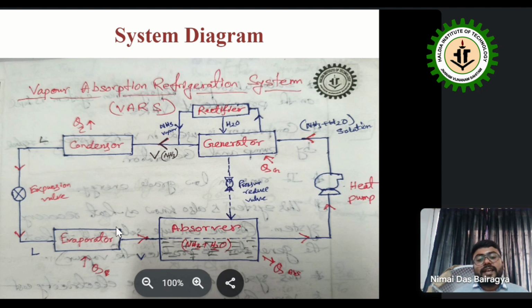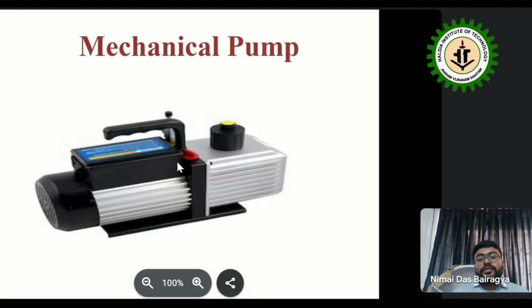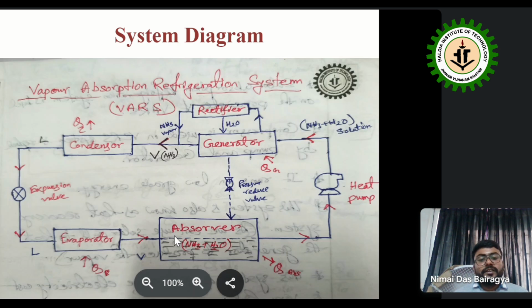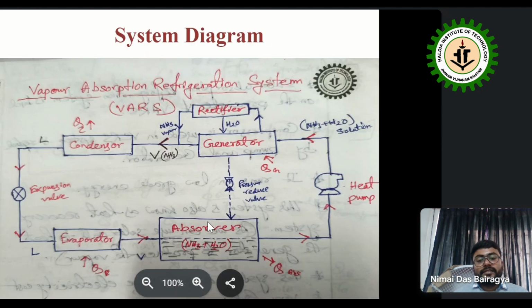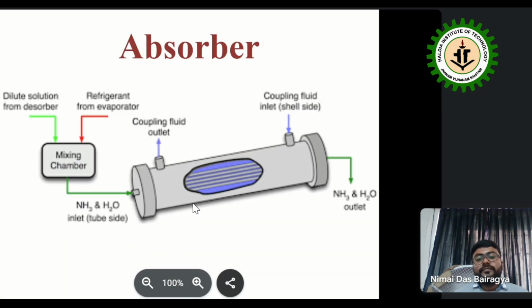So this cycle goes on again and again, and the refrigeration effect we can observe around this evaporator. So come to the next slide. It is the mechanical pump that conveys this ammonia water solution to the generator. Next, the absorber. The absorber is here to absorb this ammonia into the water.